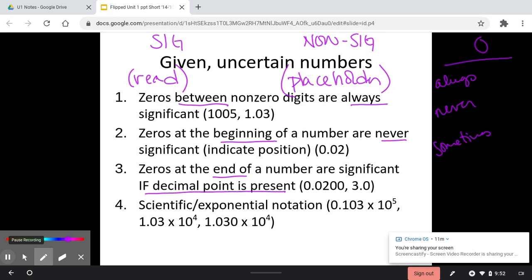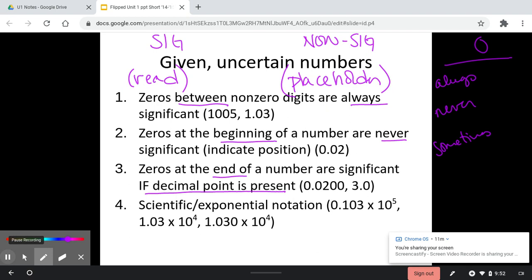All right, significant figures. So here would be another good place before you read through this slide to pause it and say, okay, zeros. We talked a lot about zeros in general chemistry. When are they always significant? When are they never significant? And when are they sometimes significant? And that's laid out on this slide.